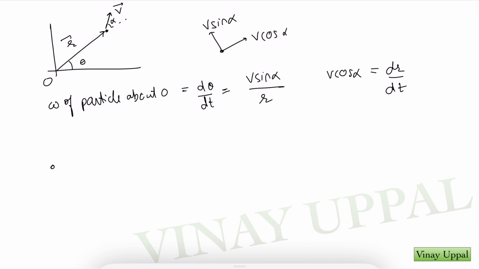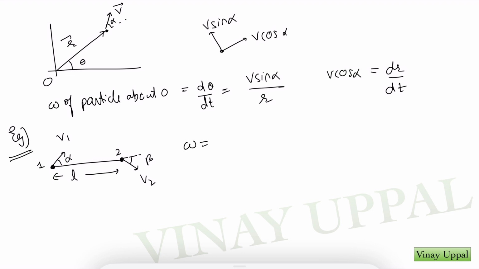Suppose you have two particles. Let's say v1 at angle alpha, v2, and this angle is beta, and this length is L. So I want to find the angular velocity of the line connecting these two particles, let's say particle 1 and 2. If I go in the frame of one of the particles, then it's like this situation where one of the particles plays the role of the origin O, which is fixed, and then you can define angular velocity as the perpendicular component of velocity divided by the length.